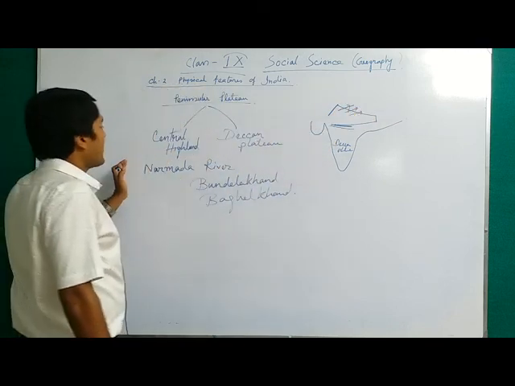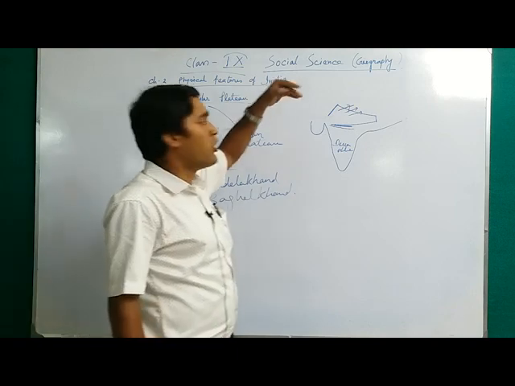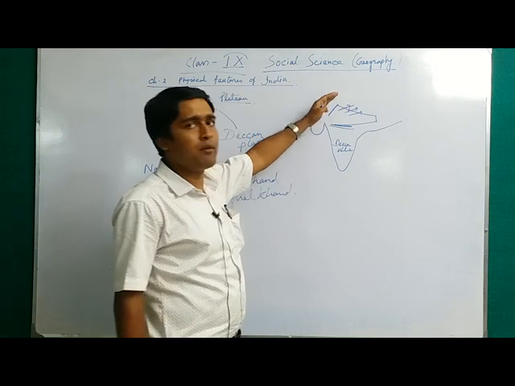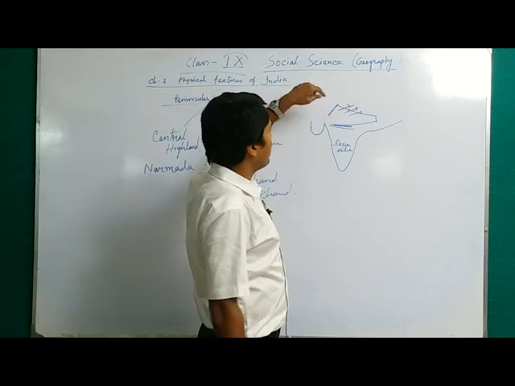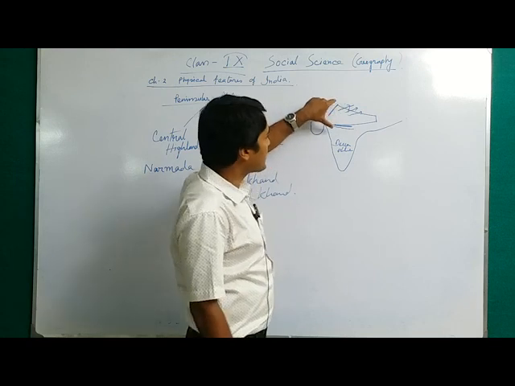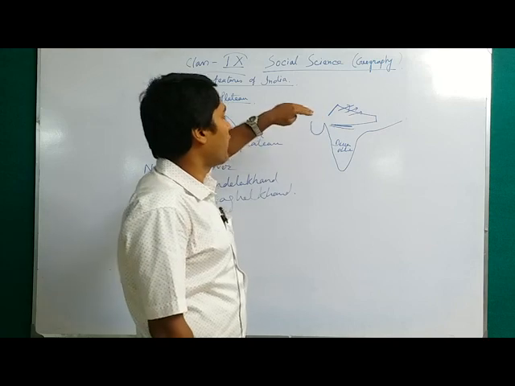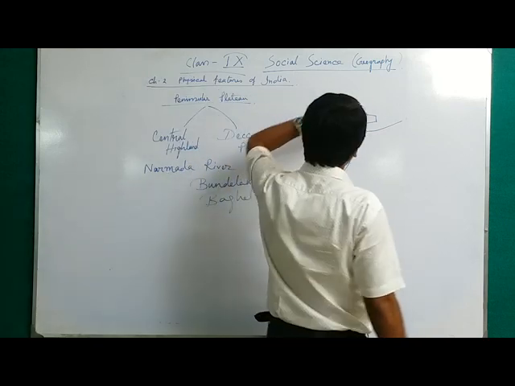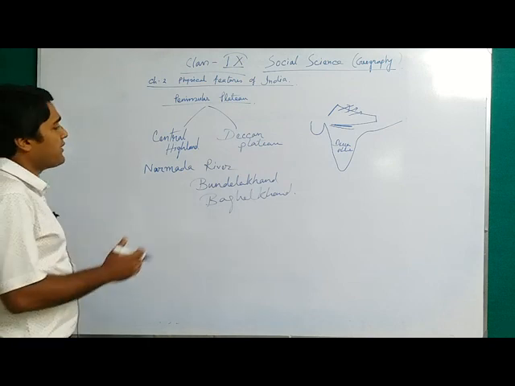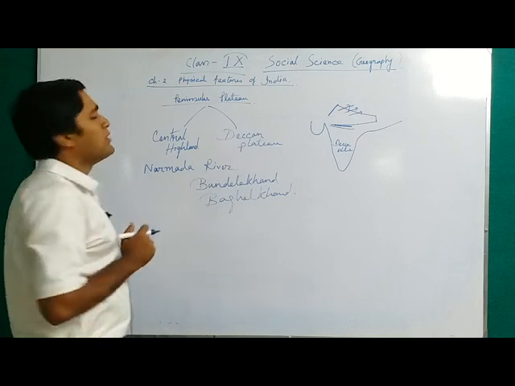So I will again repeat this. The Central Highland is situated in the northern part of the Narmada River. It is bounded in the northwestern part by Aravalli and in the southern part by Vindhya, and it extends from east to west. The western portion is wider, the eastern portion narrower. Some rivers flow from southwest to northeast, which indicates the slope of that region. So the Central Highland is the northern part of the Peninsular Plateau.